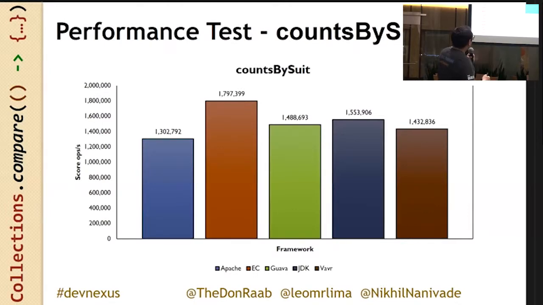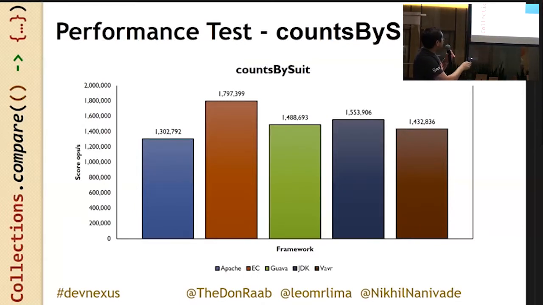This is the comparison for that bag data structure, where you can see Eclipse Collections is the fastest performing. Again, however, it's not as blazing fast as it was in the other one.